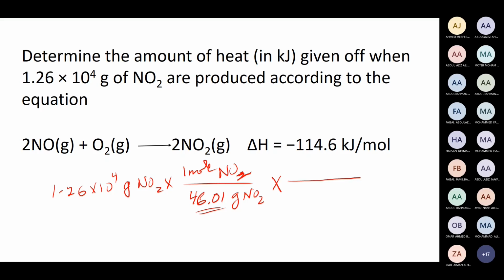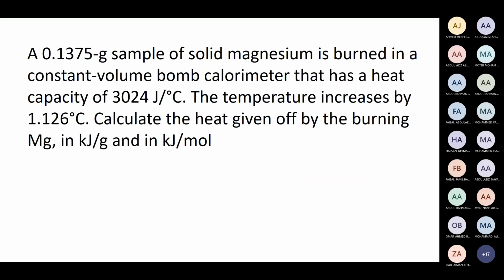Good. Now, the heat is 114.6 kilojoule. What should I write down? 2 mole. And now you write 2 mole in O2. Why? Because this is with 2 mole. And now you have the final answer. What's the answer? Quickly. 15695. Good.